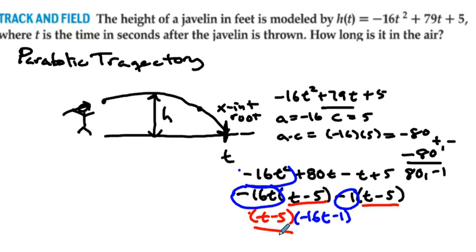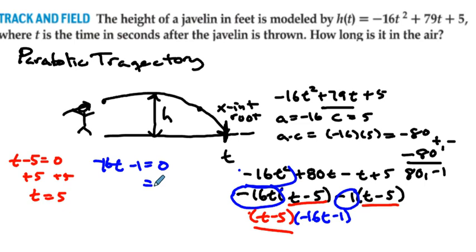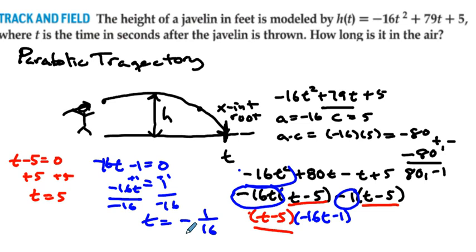So let's do this first one. We've got t minus 5 is equal to 0. If I add 5 to both sides, I get t equals 5. And now for this other one, in blue, we've got negative 16t minus 1 equals 0. If I move my 1 over, by adding it, you will have your negative 16t over here. And then if I divide both by negative 16, I get t is equal to negative 1/16.